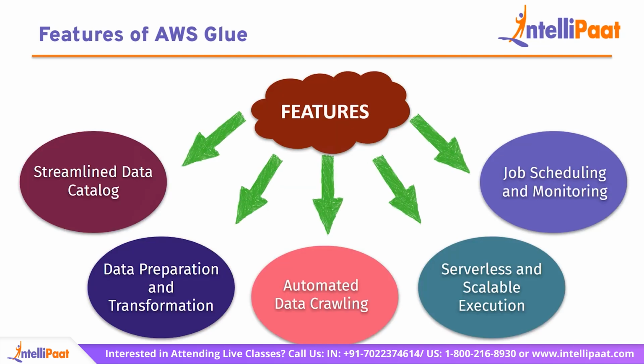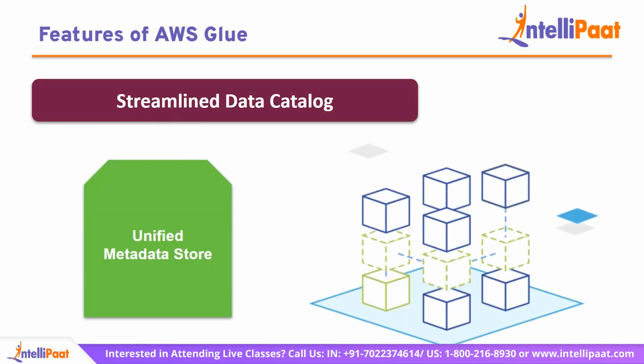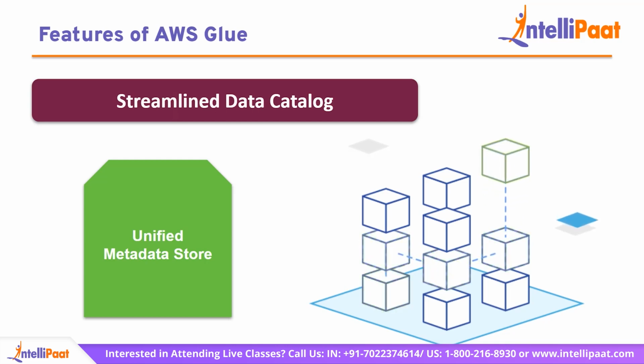There are 5 features of AWS Glue. The first one is the streamlined data catalog. Glue Data Catalog is the core feature of AWS Glue, a central metadata repository that stores information about various data sources, tables, and schemas. The data catalog makes finding, searching, and managing data assets efficient. It also facilitates the creation of ETL jobs by providing a comprehensive overview of the available data and its structure.